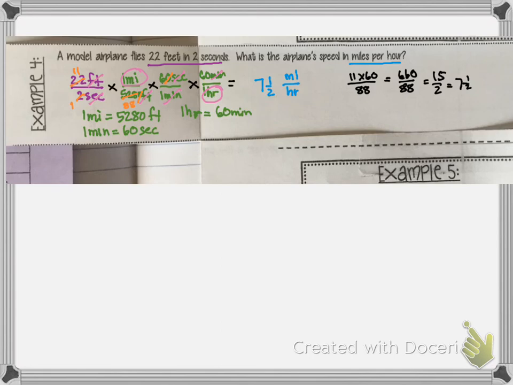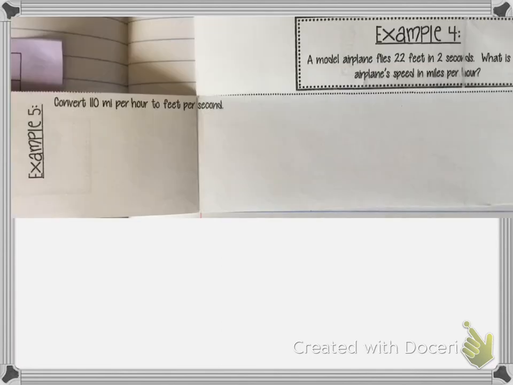All right, one more. Hold on. All right, so what do I have in this problem? Convert 110 miles per hour, that's what I have, to feet per second. That's what I want. So it's like the last problem, but now we're going the other direction. So let's see, what do I need? Well, we need to know that 1 mile is equal to 5,280 feet. We need to know that 1 hour equals 60 minutes, and 1 minute equals 60 seconds.